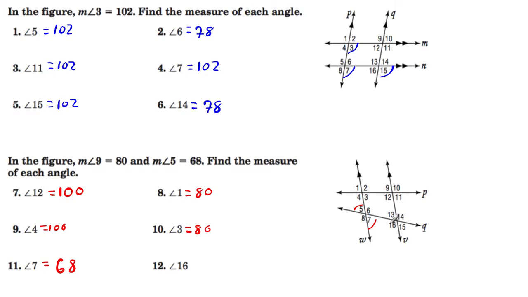And then 16, if I look here, that's either alternate interior... no. That's just consecutive interior with 7. It has no relationship with 5. So be careful with that. It's going to be supplementary with angle 7. So if angle 7 is 68, that means 180 minus 68, which is 112, is the measure of angle 16.